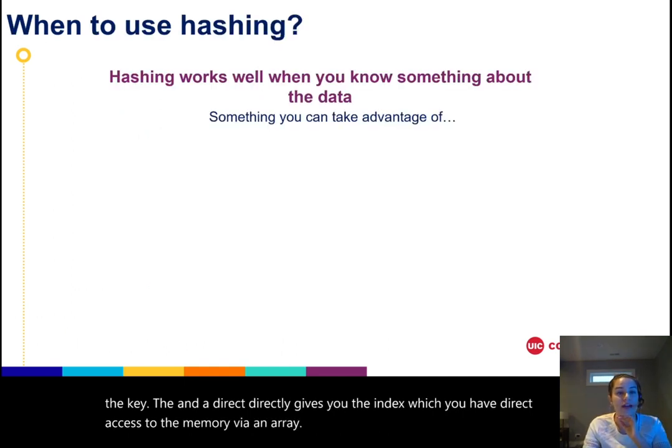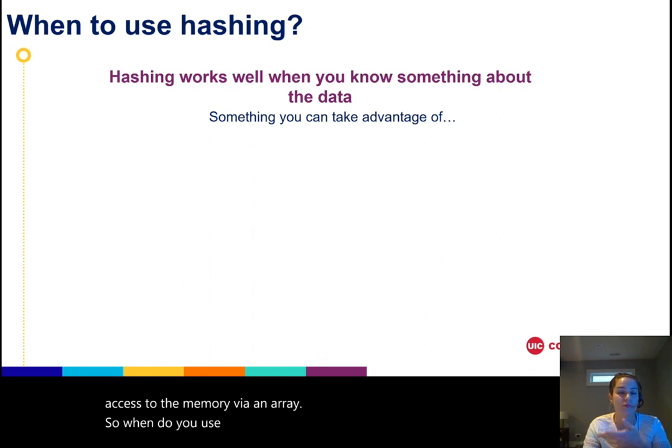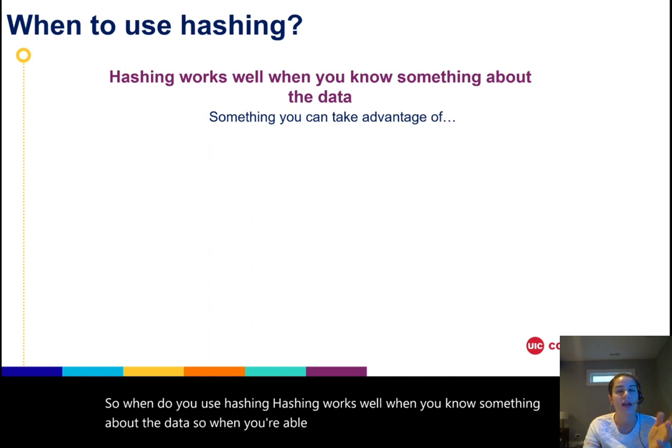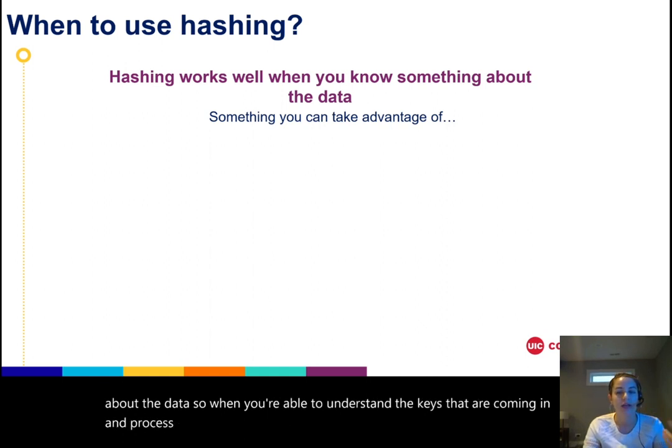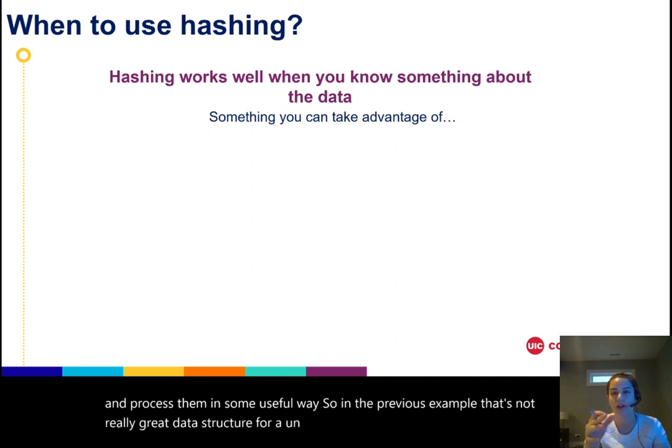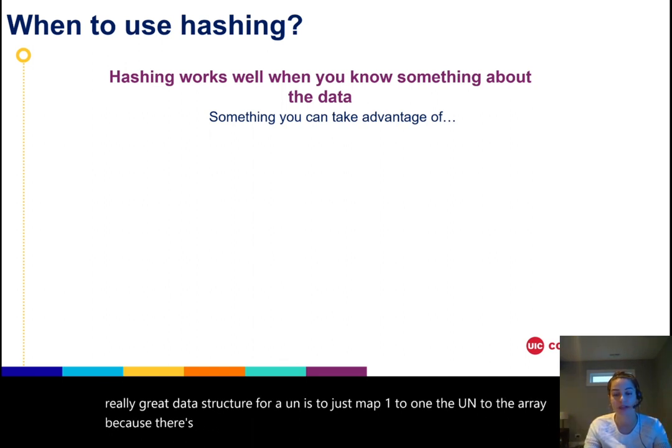So when do you use hashing? Hashing works well when you know something about the data. So when you're able to understand the keys that are coming in and process them in some useful way. So in the previous example, that's not a really great data structure for a UIN, to just map 1-to-1 the UIN to the array, because there's going to be a ton of wasted space.